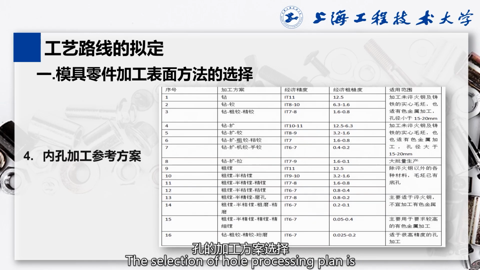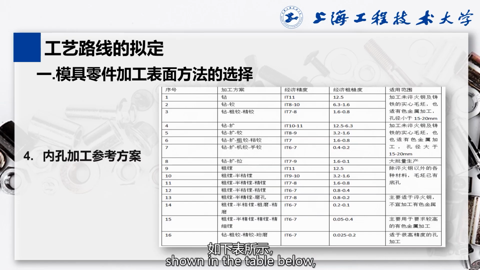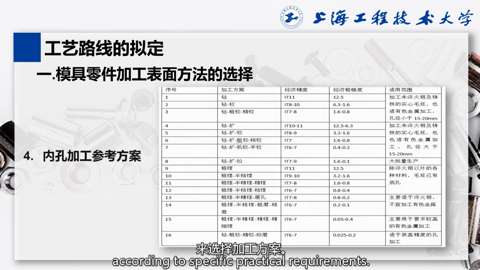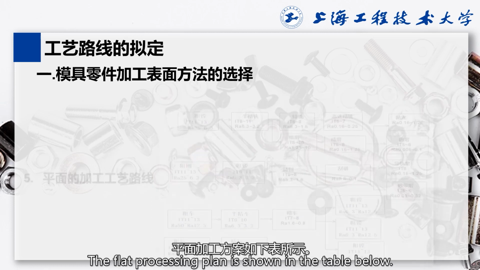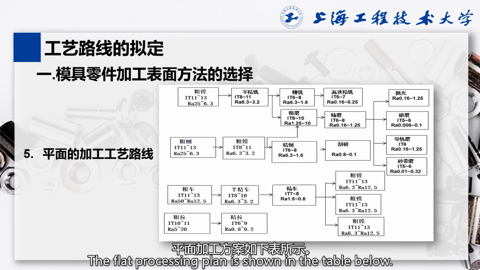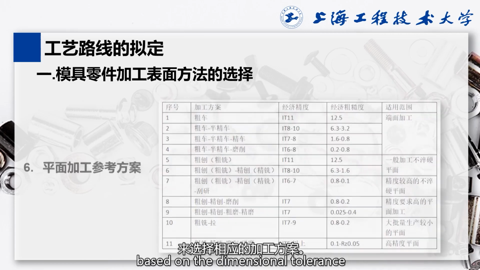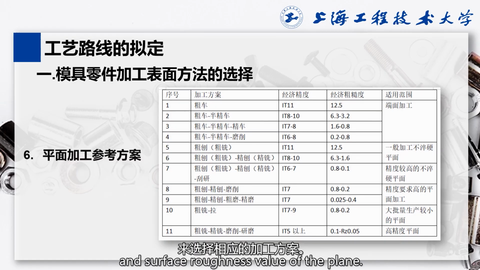The selection of hole processing is shown in the table below, and the processing method should be chosen according to specific requirements. The flat surface processing is shown in the table below. Select the corresponding machining method based on the dimensional tolerance and surface roughness value of the plane.